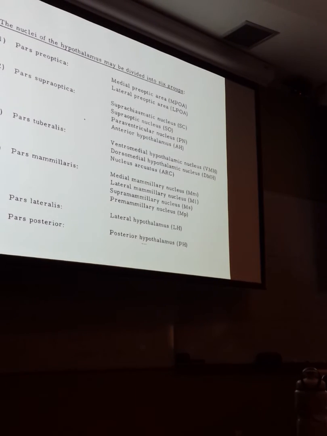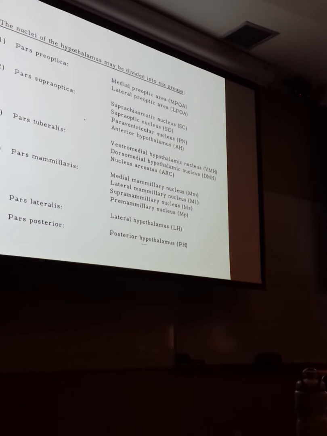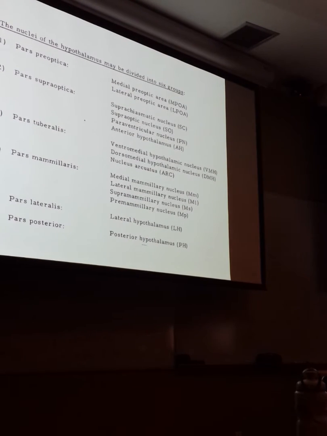We have 6 main nuclei in the hypothalamus, which are important for you to understand and know. The first of these is called the pars preoptica, and it includes the medial preoptic area and the lateral preoptic areas. These collectively are called the preoptic nuclei. Another part of the hypothalamus is called the pars supraoptica, which is just above the chiasm. Some of the ones we'll talk about today will be the supraoptic nucleus and the anterior hypothalamus. Those will give us some really important tracts that are important to understand.